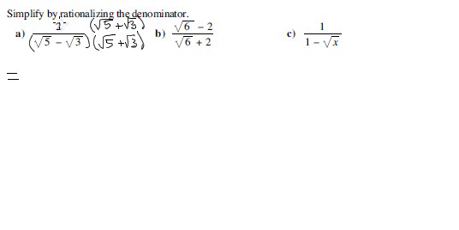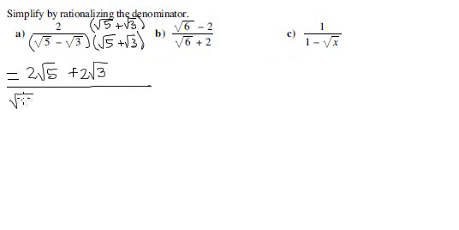Watch what happens here. You get 2 root 5. Then you get 2 root 3. And in the denominator, I'm not going to shortcut anything. I'll FOIL this all out so you can see what happens. Root 5 times root 5 makes root 25. Outside, root 5 times root 3 makes positive root 15. Inside, minus root 3 times root 5 makes negative root 15. And last, minus root 3 times root 3 makes negative root 9.